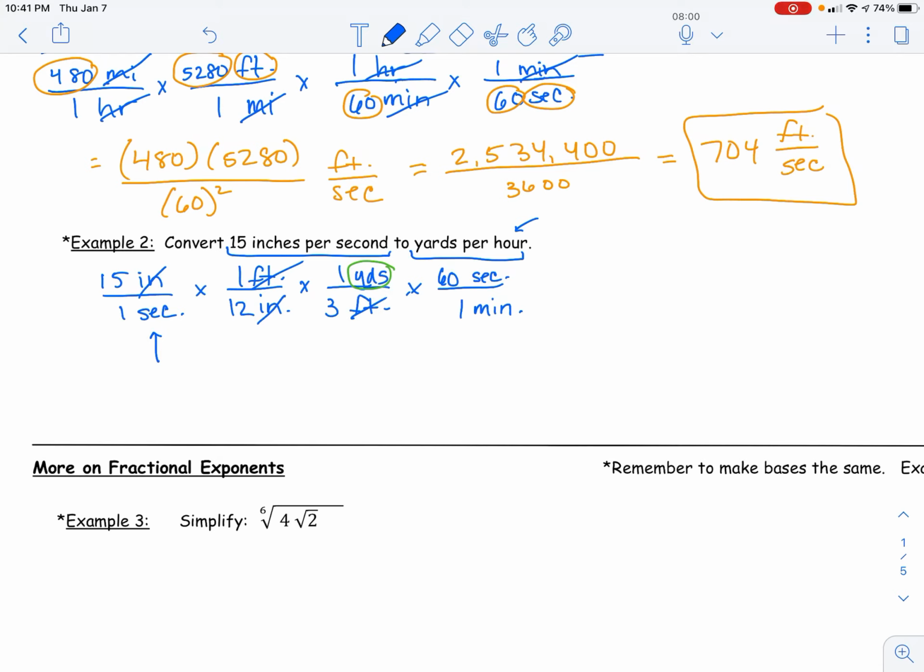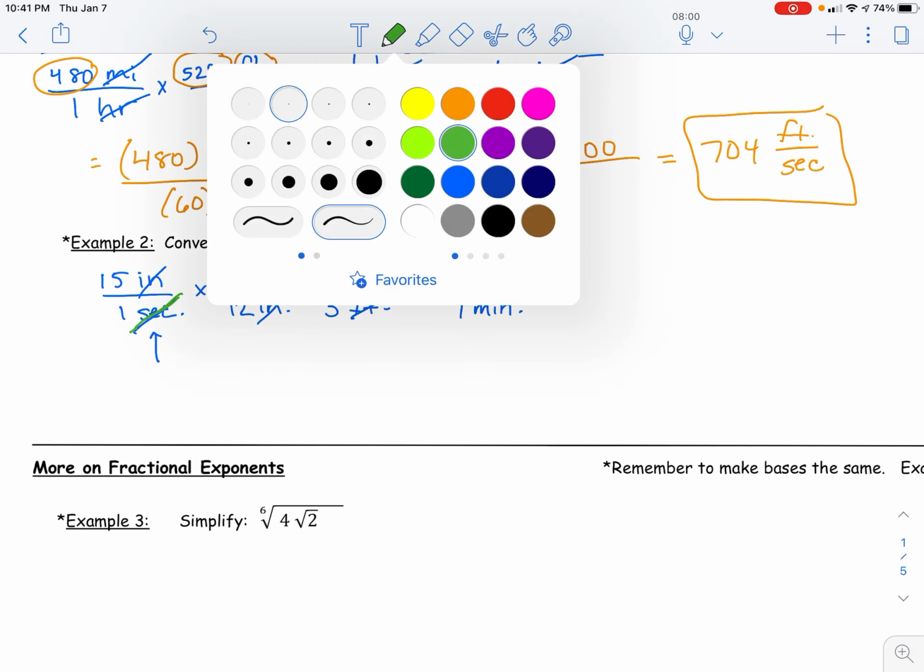Okay, so we can cross out seconds over here. You guys see where I did that? Don't miss what I just did. Seconds, I'll do it in green so you can see. We cross out seconds.